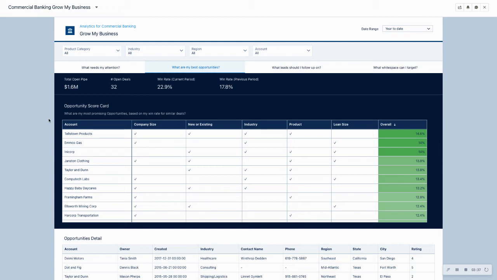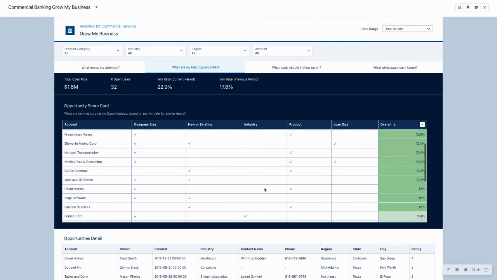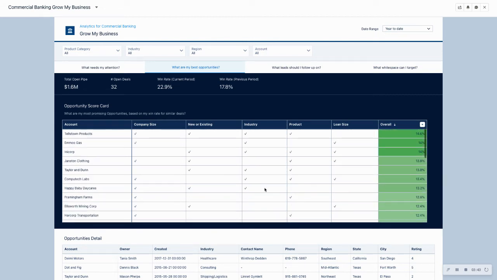What are my most promising opportunities? It's going to give me certain characteristics that will correspond to a win rate, where I can put my best foot forward with opportunities that resemble what I've won in the past.